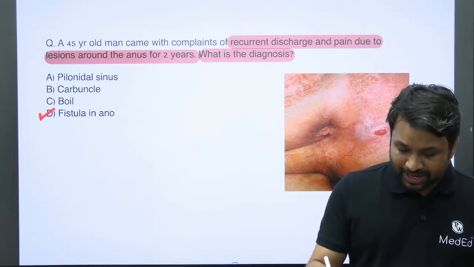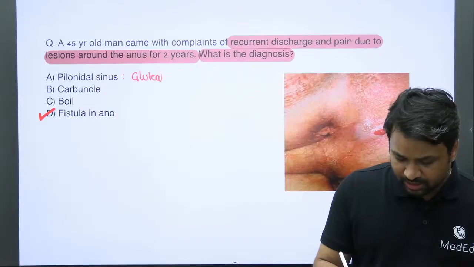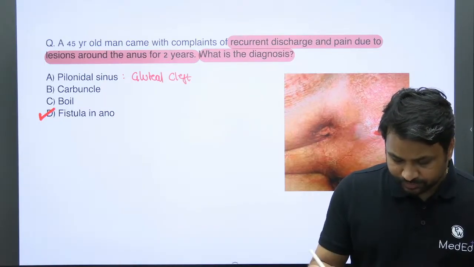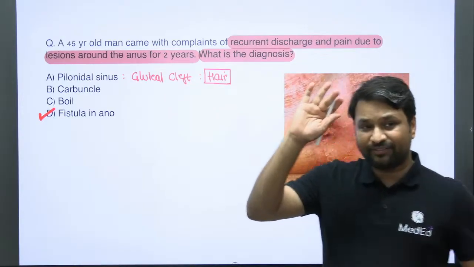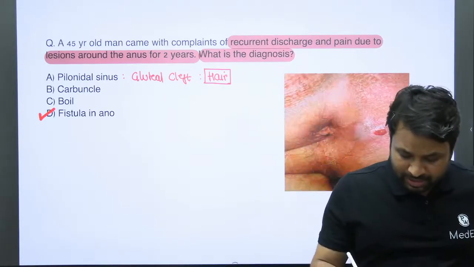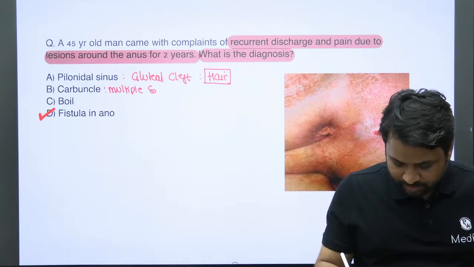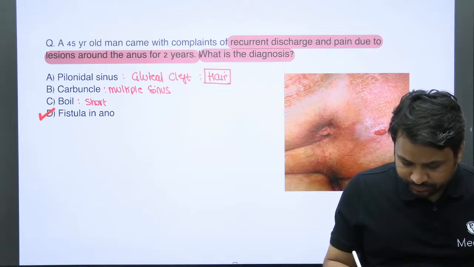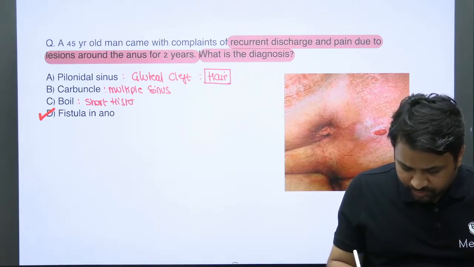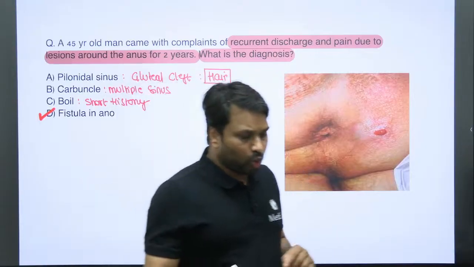Pilonidal sinus is going to be in the gluteal cleft, and there has to be hair around it. So it is common in hirsute people, found over the gluteal cleft. Carbuncle will have multiple sinuses. A boil will have a short history; it won't be for 2 years. So the answer here is going to be fistula in ano.